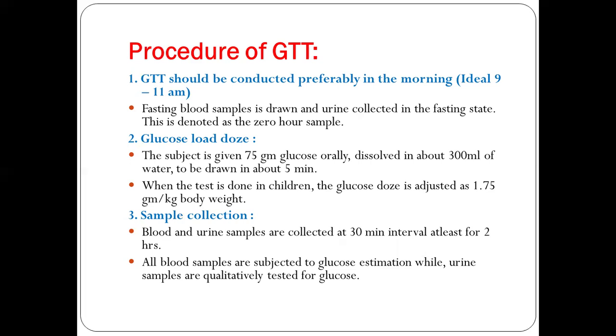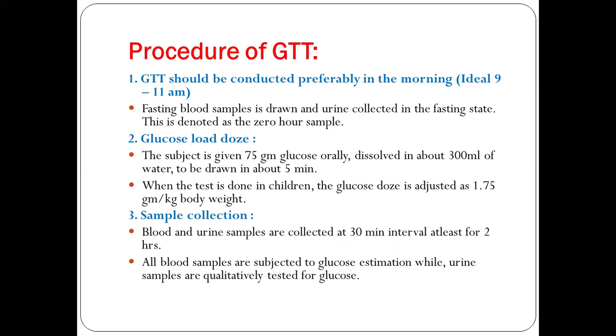And once you have collected the 0-hour sample, you can go for the glucose load. The subject is given 75 gram of glucose orally, dissolved in about 300 ml of water, to be drunk in about 5 minutes. That means 75 gram of glucose is dissolved in 300 ml of water, and they have to drink it within 5 minutes.